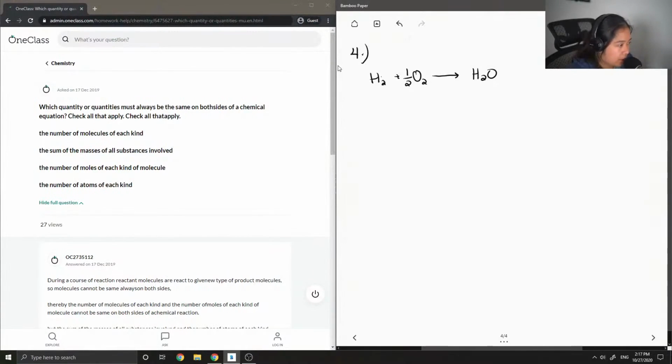the number of molecules of each kind. So the number of molecules of each kind doesn't need to be the same on both sides of a chemical equation. And even if you just look at my example with water here, you'll see that I have a half in front of the oxygen, but on the right side, there's a coefficient of 1. So it's not going to be the first one.